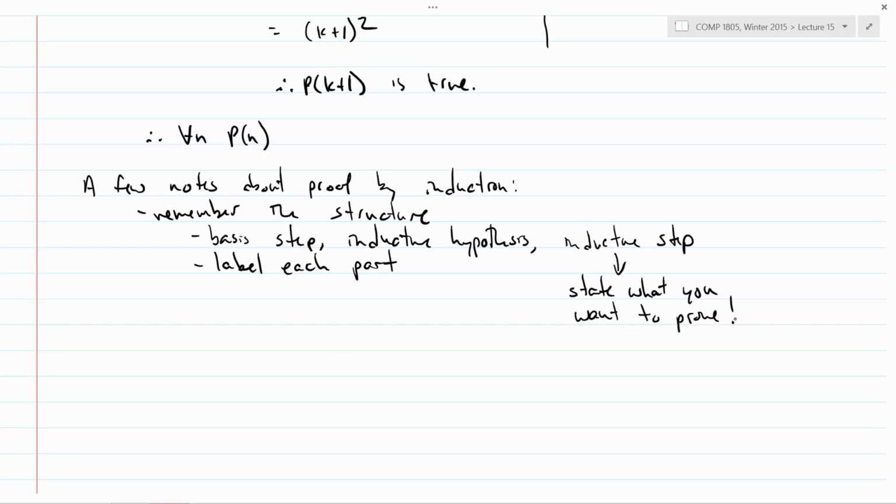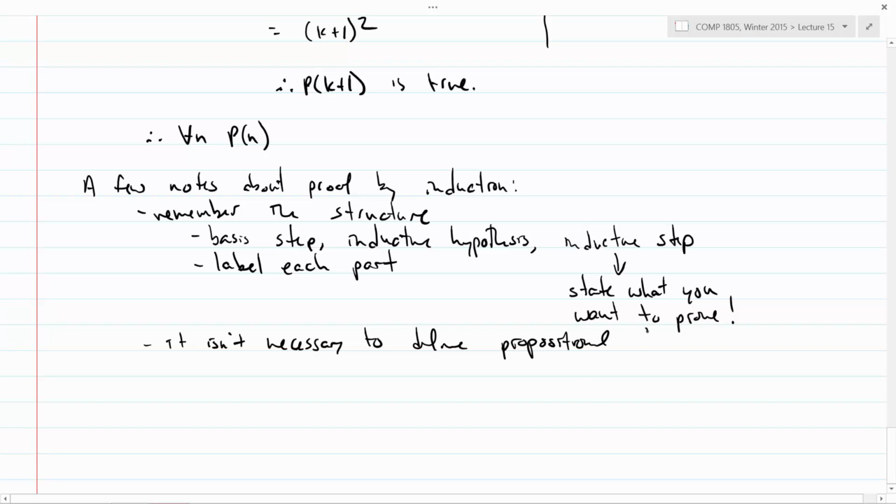All right. And then the last point I'll make here, and this is a common source of confusion, you don't have to define those propositional functions. So of course it is necessary to define them if you use them. I'm saying you don't have to use them. So remember, don't use one unless you explicitly define it.